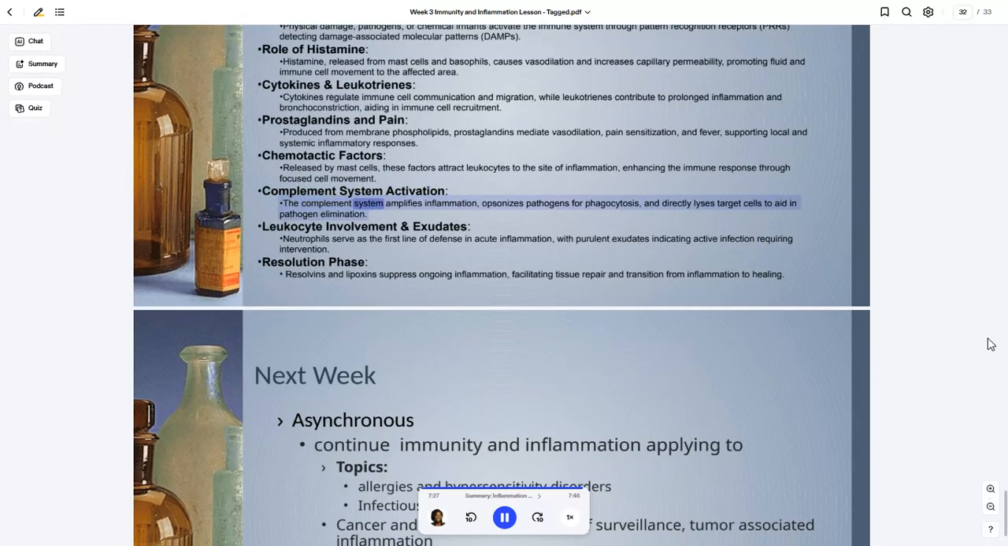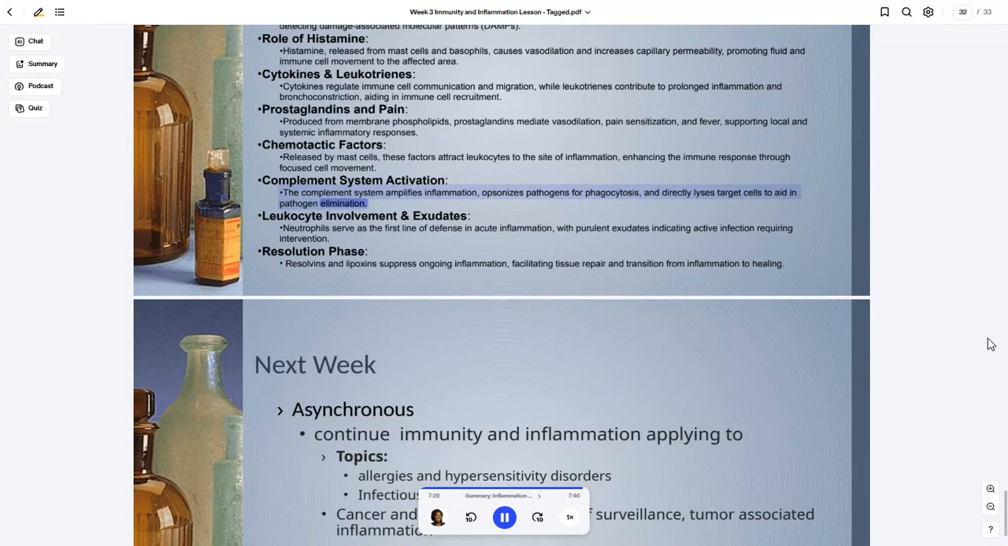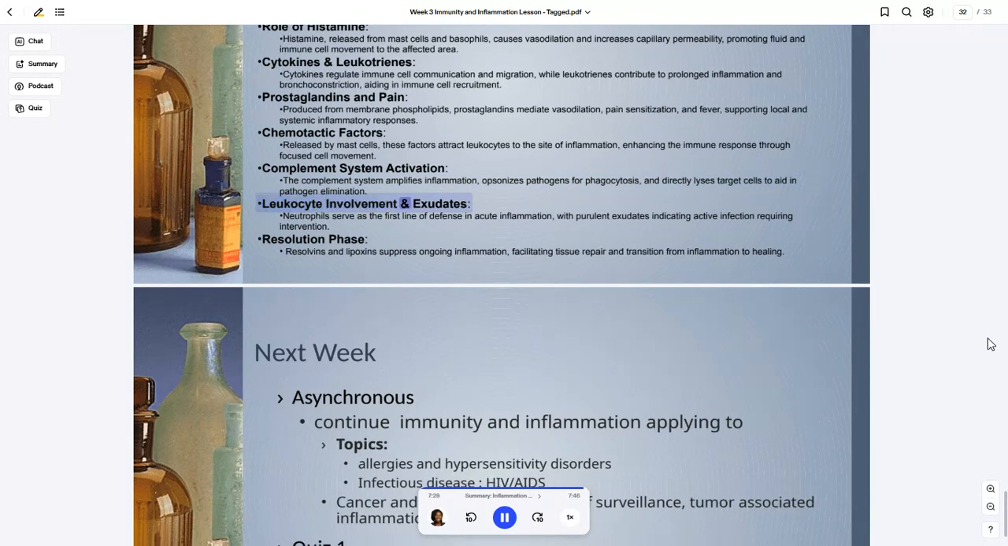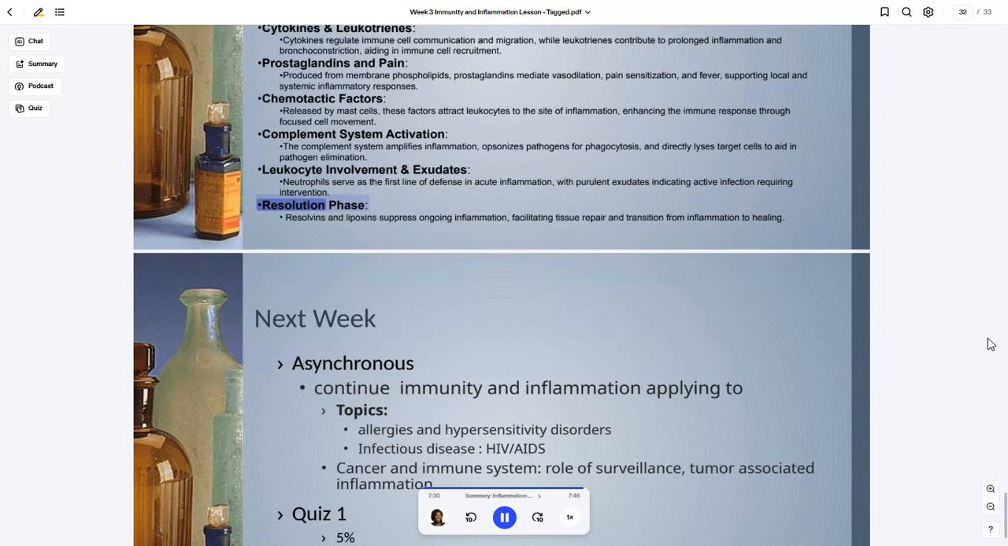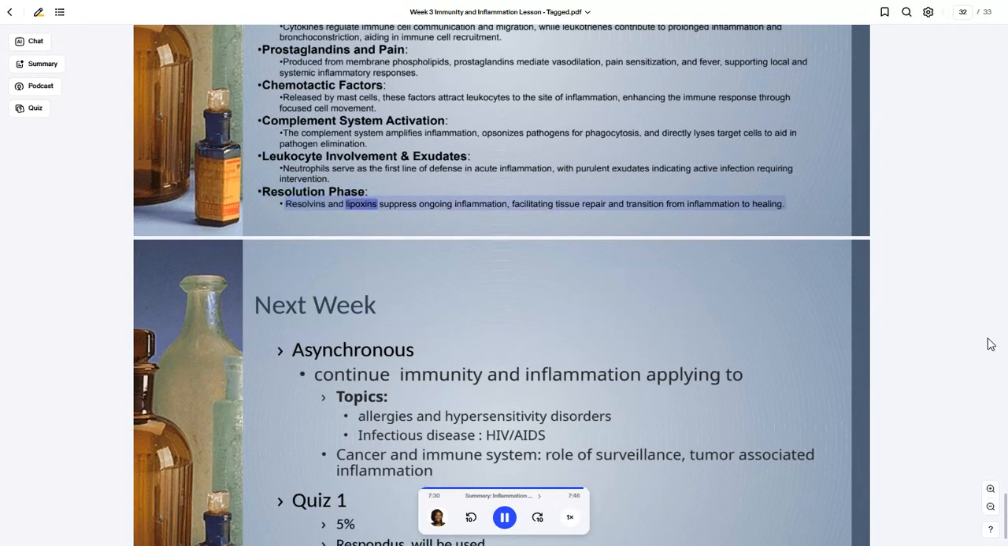The complement system amplifies inflammation, opsonizes pathogens for phagocytosis, and directly lyses target cells to aid in pathogen elimination. Leukocyte involvement in exudates. Neutrophils serve as the first line of defense in acute inflammation, with purulent exudates indicating active infection requiring intervention. Resolution phase: resolvins and lipoxins suppress ongoing inflammation, facilitating tissue repair and transition from inflammation to healing.